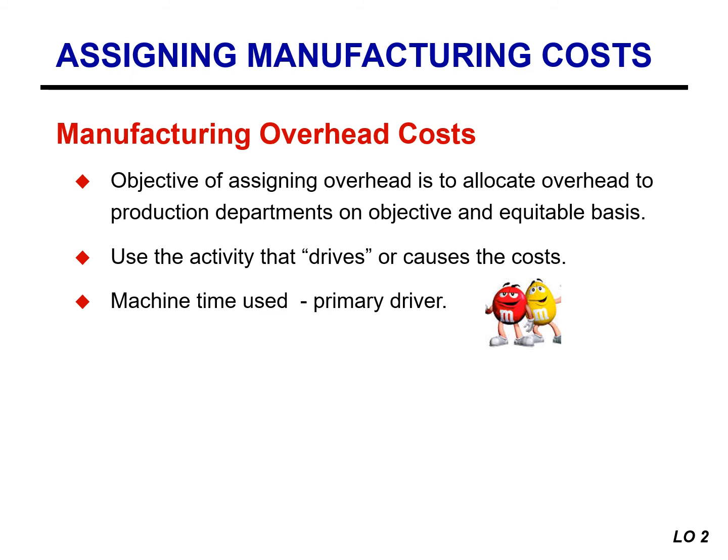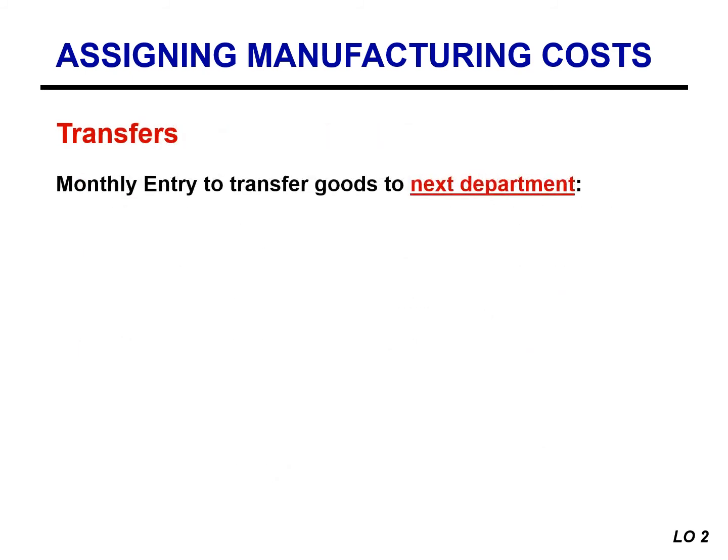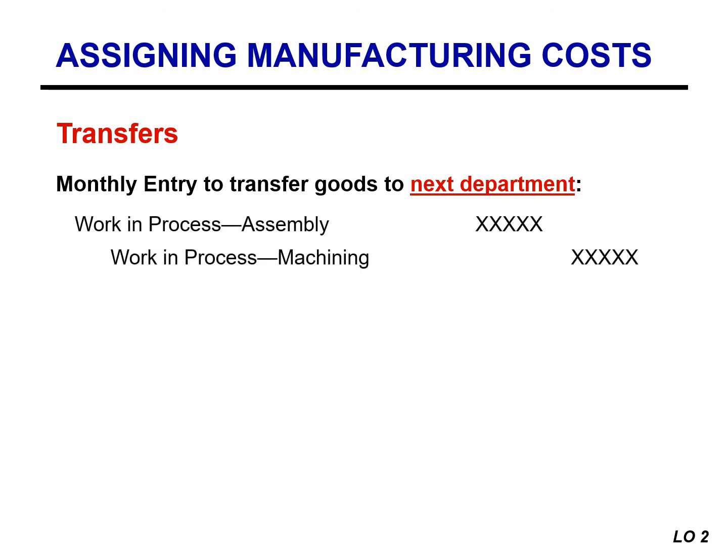Many companies will use machine hours to allocate manufacturing overhead cost using a predetermined overhead rate. Tyler's entry to allocate overhead to the two processes is to debit work in process machining and work in process assembling and credit manufacturing overhead. At the end of the month, Tyler needs an entry to record the cost of goods transferred out of the machining department into the assembly department. Tyler will debit work in process assembling and credit work in process machining.